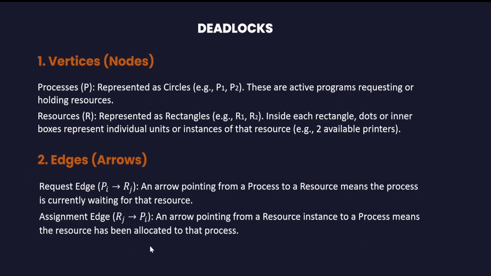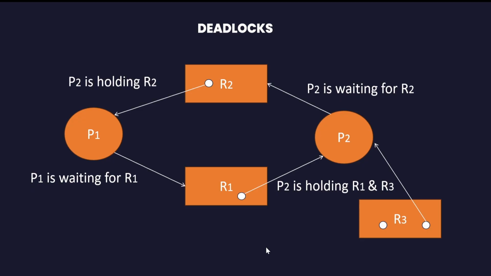Assignment edge. If an arrow is pointing from a resource to a process, that means the resource has been allocated to that process. So here this arrow is pointing from R1 to P2. That means P2 is holding R1. And also this arrow is pointing from R3 to P2. That means P2 is also holding R3. And similarly P1 is holding R2.